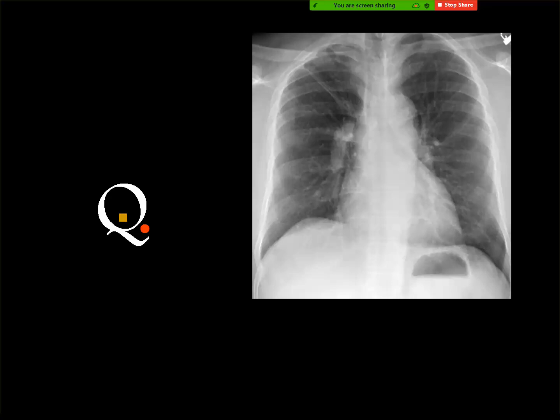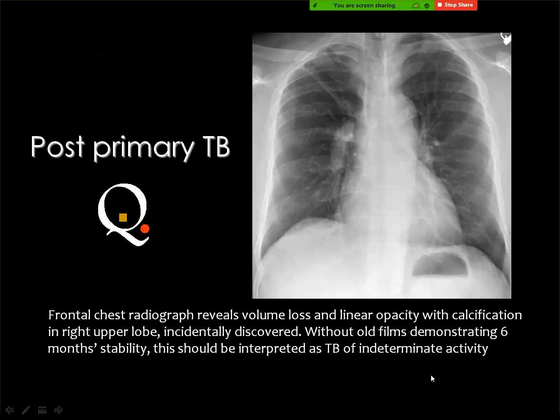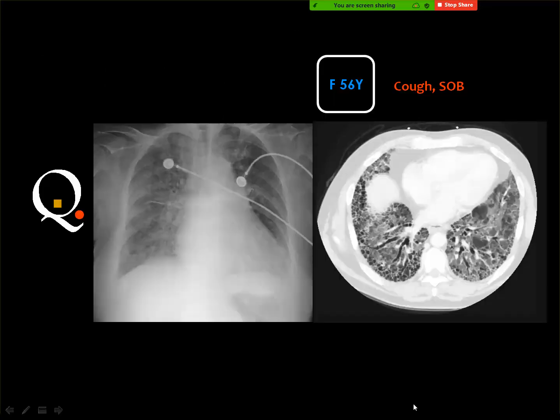Lymphadenopathy in the hilum. Yes. The right lung. Yes. And what do you think of this? There is some reticulonodular infiltration here, some loss of volume of the upper lobe, and prominence of the hilar shadow. Post-primary TB. Okay.